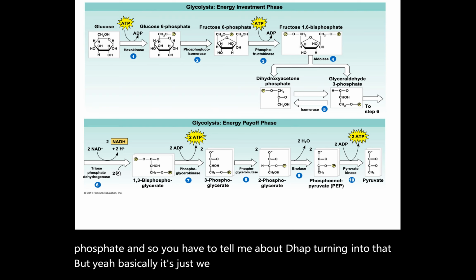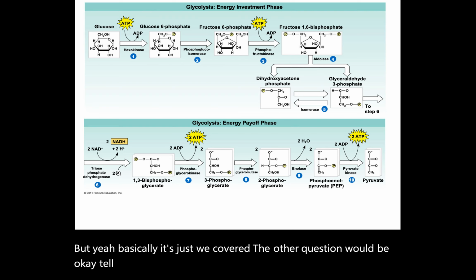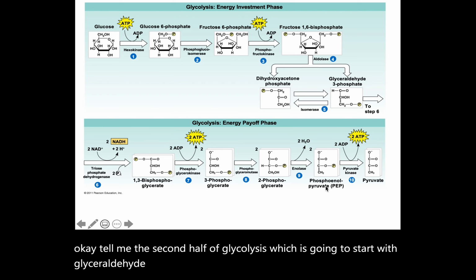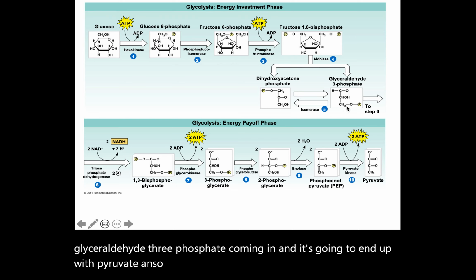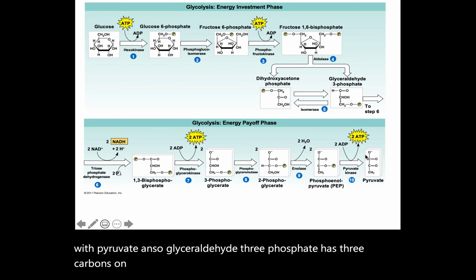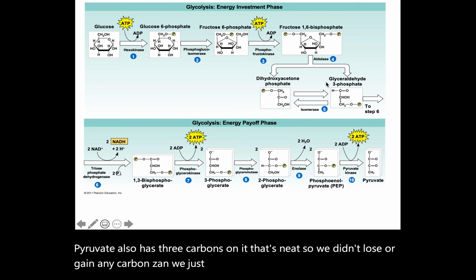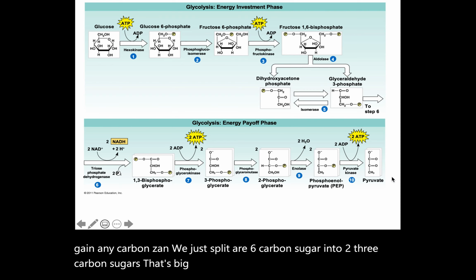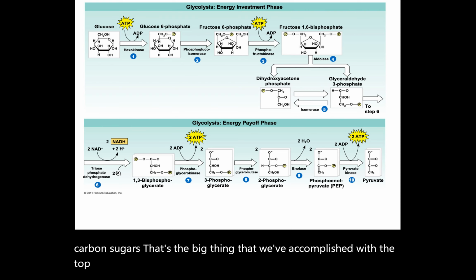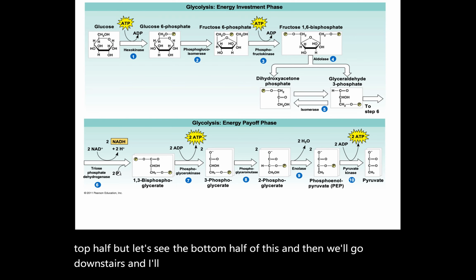The other question would be, okay, tell me the second half of glycolysis, which is going to start with glyceraldehyde 3-phosphate coming in, and it's going to end up with pyruvate. And so glyceraldehyde 3-phosphate has 3 carbons on it. Pyruvate also has 3 carbons on it. That's neat. So we didn't lose or gain any carbons, and we just split our 6-carbon sugar into 2 3-carbon sugars. That's the big thing that we've accomplished with the top half. But let's see the bottom half of this. And then we'll go downstairs and I'll diagram this out on the board and show you.